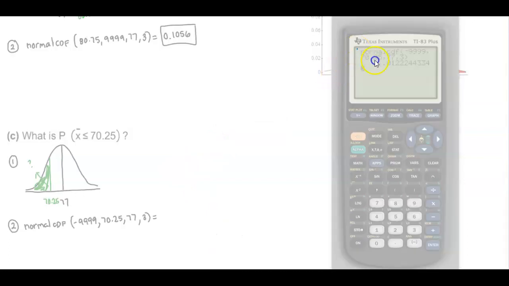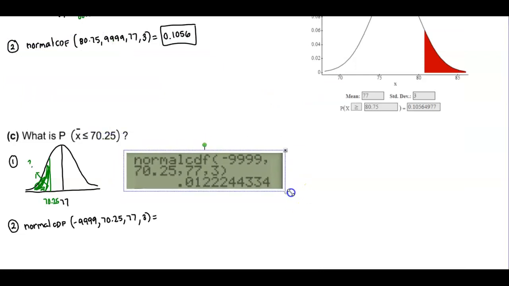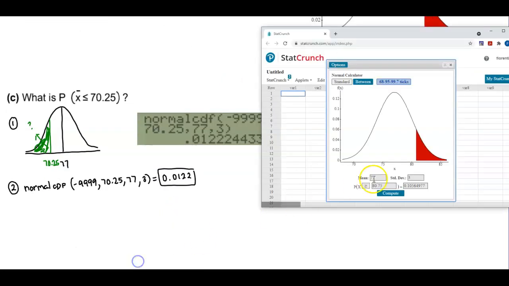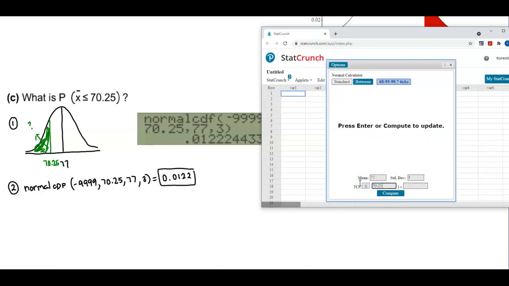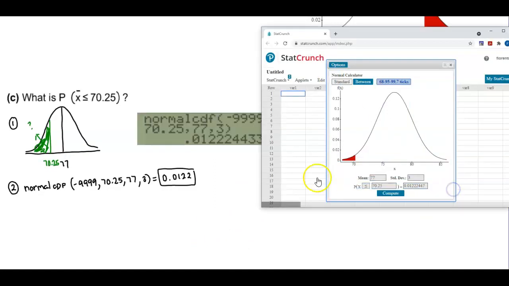Let's copy this. Rounding to 4 decimal places, we get a probability of 0.122. Again, let's see how that's done in StatCrunch. We know our mean is 77, our standard deviation is 3, and we're looking for it to be less than the value of 70.25. Then we select compute, and this gives us our result.